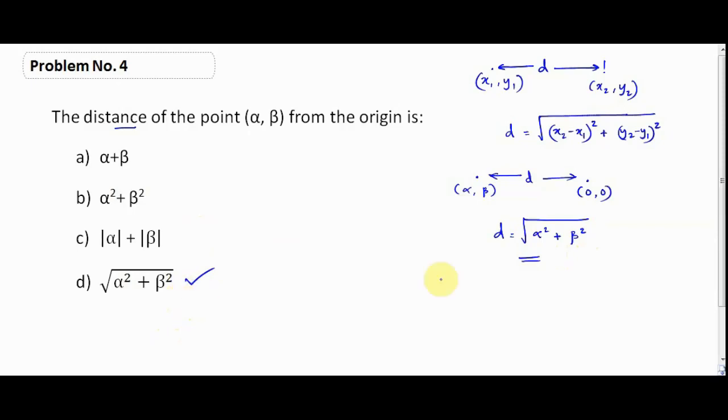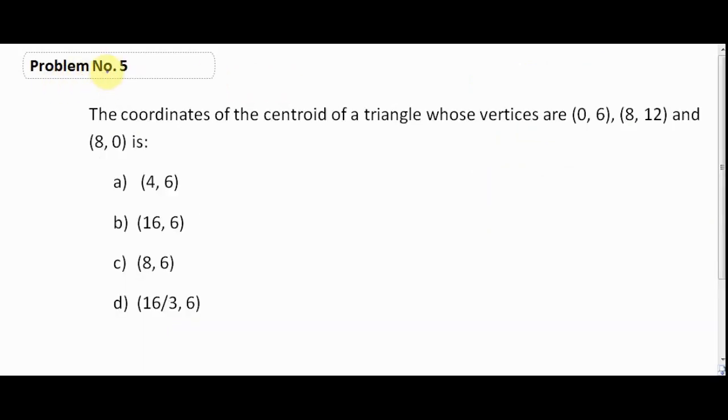Now let's see problem number 5. The coordinates of the centroid of a triangle whose vertices are 0, 6, 8, 12 and 8, 0 is.